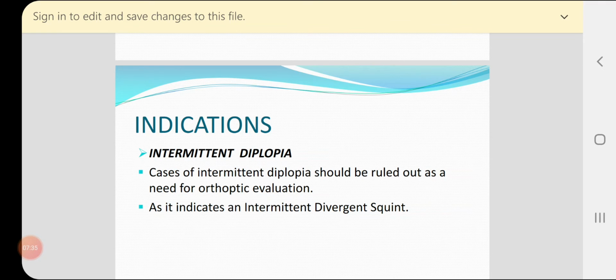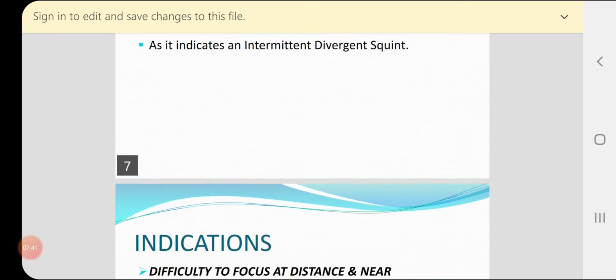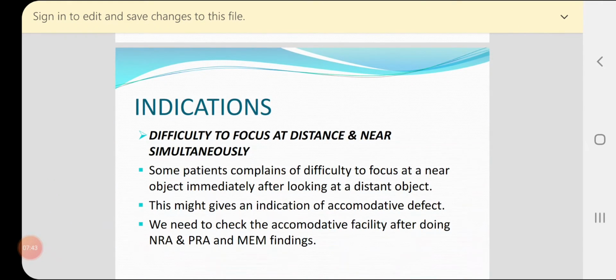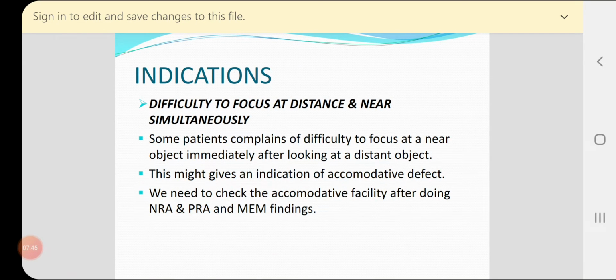Signs of intermittent diplopia means sometimes there is a double vision while reading. Okay, it may be an intermittent divergent squint. Then difficulty to focus at distance and near simultaneously. Suppose you are working at the computer. Okay, so it is at your one hand distance, almost 50 centimeter distance. So while working on the computer, you need to write something on the table, or you need to see a mobile. So you have a difficulty to focus from your intermediate distance.